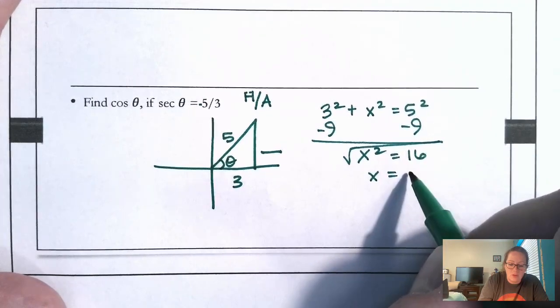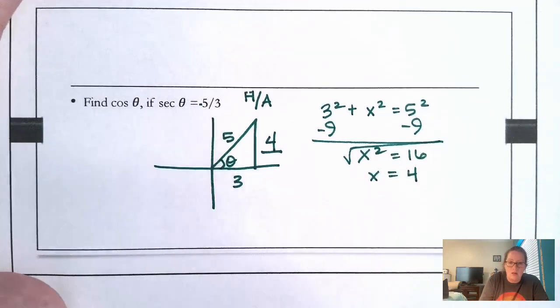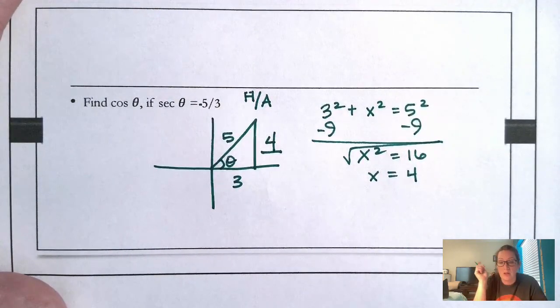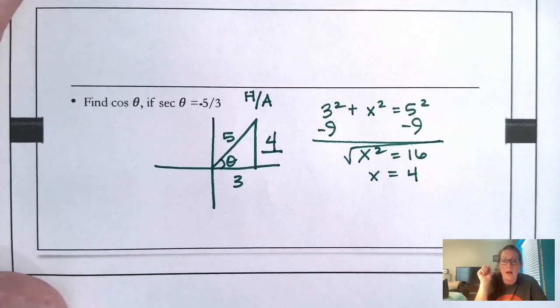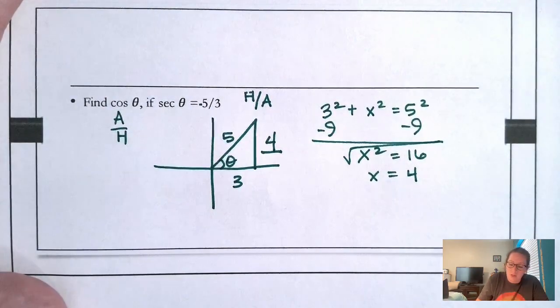If you're familiar with your Pythagorean triples, when you saw this, you would have already known that that's a 4, which is fine. You don't have to do the Pythagorean theorem if you're familiar with Pythagorean triples. On some triangles, that will work. Okay, so then it wants us to find the cosine. So cosine is AH. So let's go ahead and label these guys.